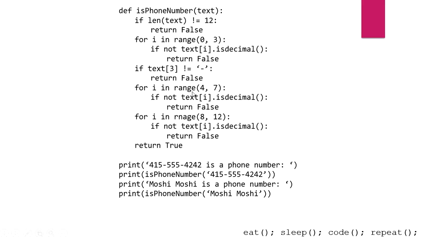Similarly, for i in range 4 to 7, that is indexes 4, 5, 6, check whether each is decimal or not. If it is not, then return false and stop the program. Similarly from 8 to 12, if it is not decimal, then return false. If none of these conditions trigger, then return true.